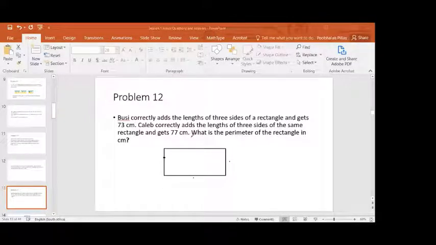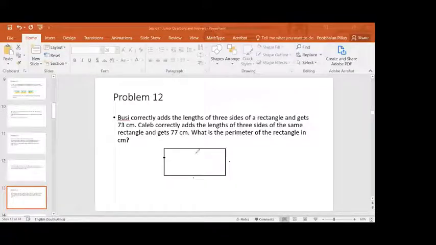And then she adds another three sides and she gets 77. And the question is, what is the perimeter of the rectangle? So evidently, she's missing out a side in one case. In this case here, 73, she missed out a side and she got 73.